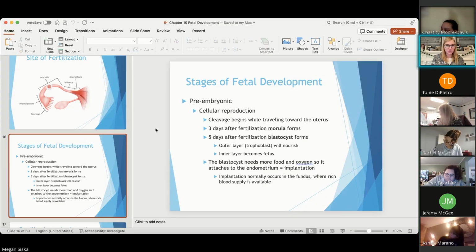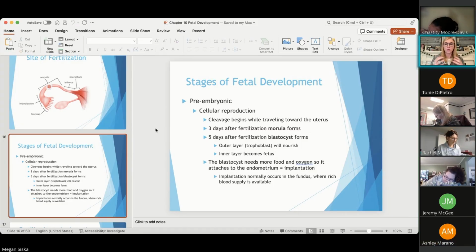And then a couple days later, around day 5, we have even more cells, and we call it a blastocyst. This blastocyst has a couple different layers. The outer layer, which is also called the trophoblast, is what will eventually become the placenta, so it will nourish this bundle of cells. The inner layer of the blastocyst is what actually develops the fetus or the baby. The blastocyst is getting larger. There are more cells, and it needs more food and more oxygen to continue to grow.